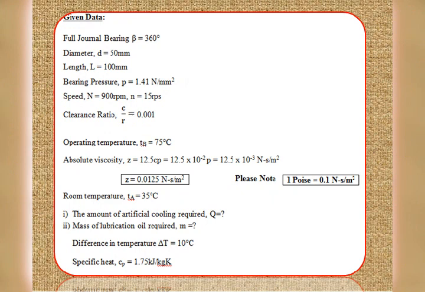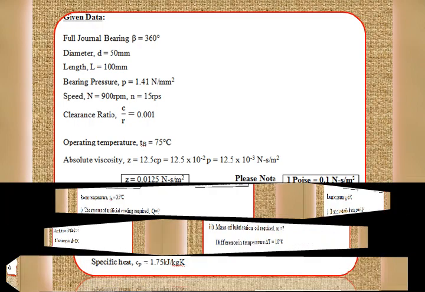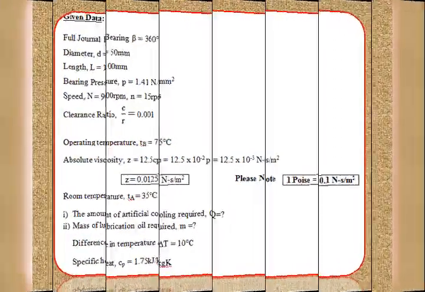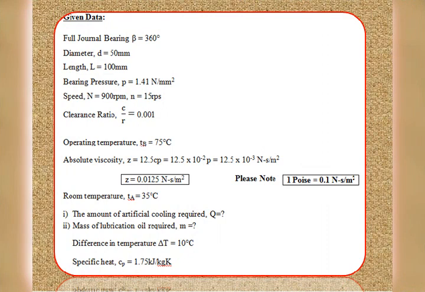Now we must list the given data, what he has given in the problem. Full journal bearing. So here the type of journal bearing he has given, it is a full journal bearing. So beta is equal to 360 degree, 50 mm diameter, D is equal to 50 mm, and 100 mm long. Length L is the length of the shaft, that is the journal. L is equal to 100 mm. Has a bearing pressure of 1.41 Newton per mm square. So bearing pressure or average pressure is given, P is equal to 1.41 Newton per mm square. That much pressure is going to exert on the journal.